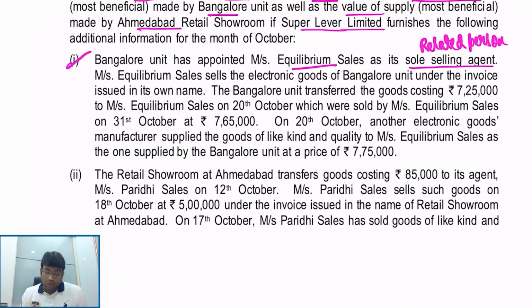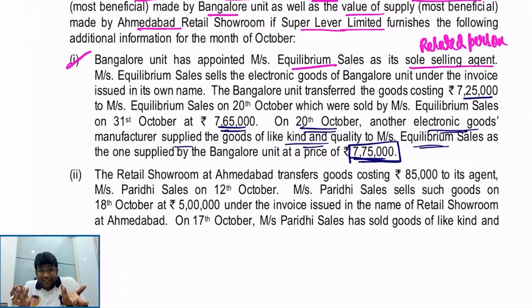The Bangalore unit transferred goods costing 7,25,000, which were sold by Equilibrium Sales on 31st October at 7,65,000. On 20th October, another electronic goods manufacturer supplied goods of like kind and quality to Equilibrium Sales, as the one supplied by the Bangalore unit, at 7,75,000. Generally, for goods of like kind and quality, the first preference we always give is the open market value. But in this question, open market value is not given. So we will take the price of goods of like kind and quality, which is 7,75,000.